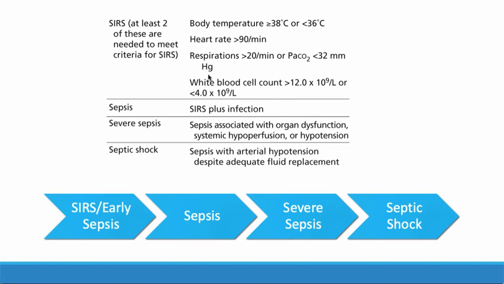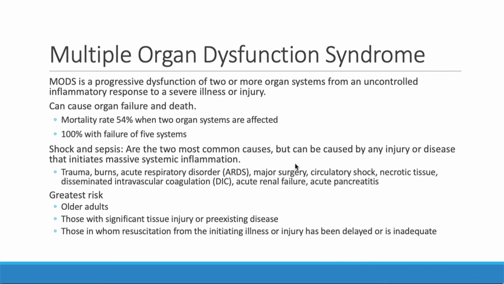When we have two or more of these criteria plus infection, then we say that they have sepsis. But when you just have a fever and a white count, you may have an infection, but maybe not. Maybe you just got some steroids that made you have a white count. Who knows? So sepsis is two or more of these plus infection or presumed infection. And then severe sepsis and septic shock are defined here.